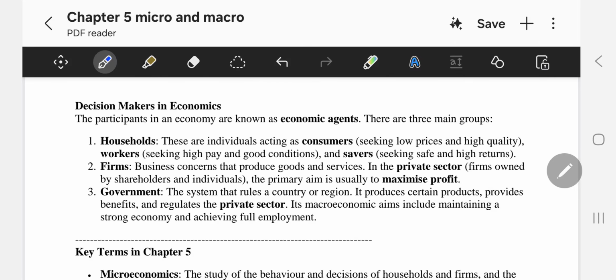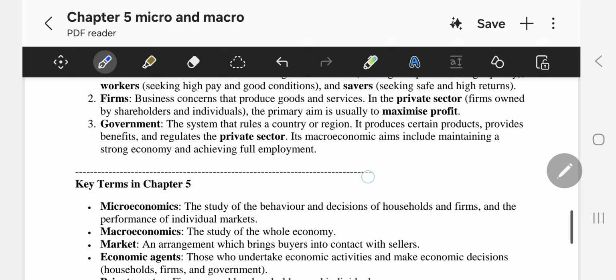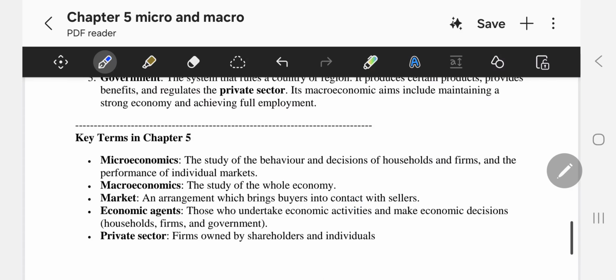Right, now the last thing we're going to study in this video is key terms that you must know in chapter 5. We have microeconomics. As we said, this is the study of individual behavior and decisions of households and firms and performance of individual markets. The macroeconomy is the study of the whole economy. A market is an arrangement which brings together buyers and sellers. We have economic agents, the ones I've listed above, and we have the private sector, which is basically firms that are owned by shareholders and individuals.